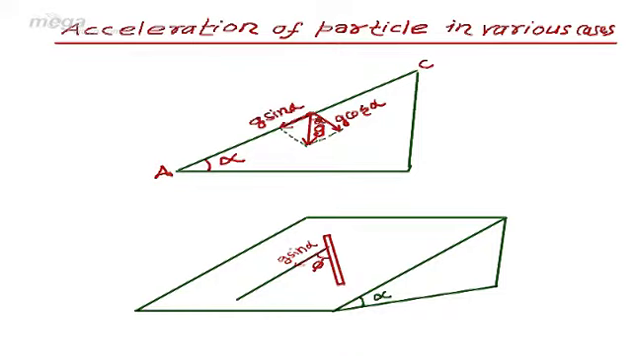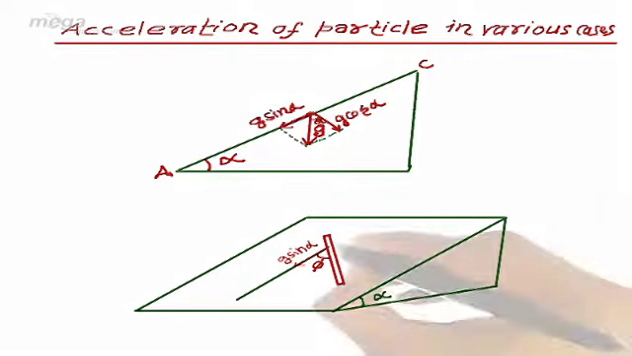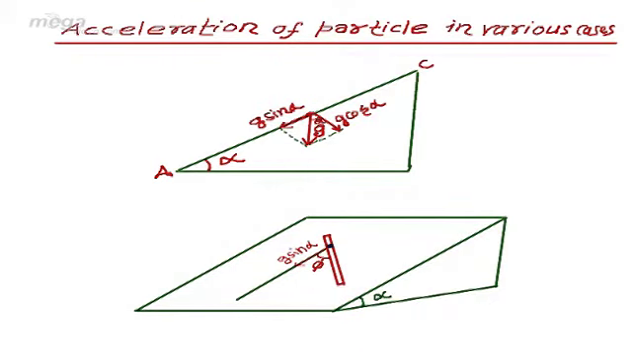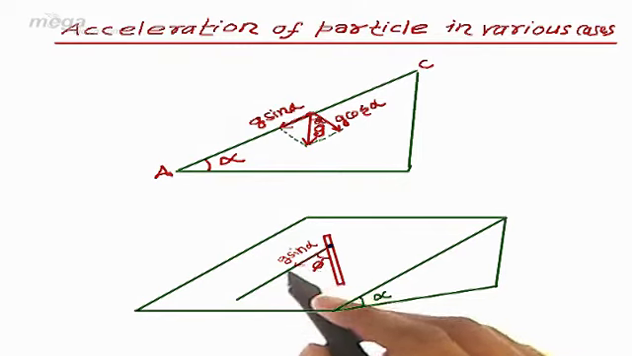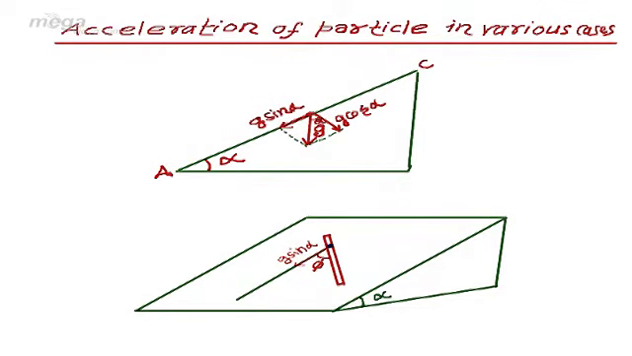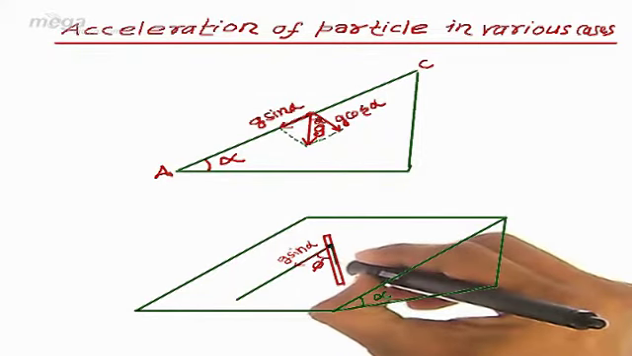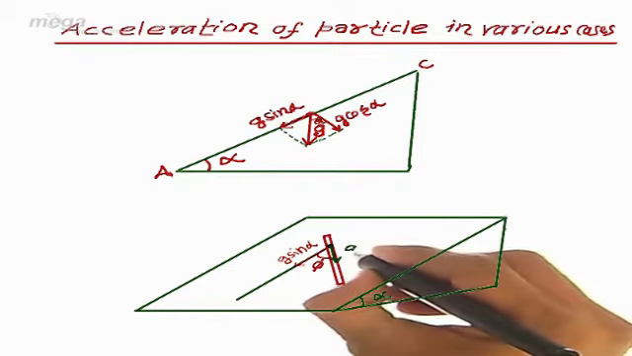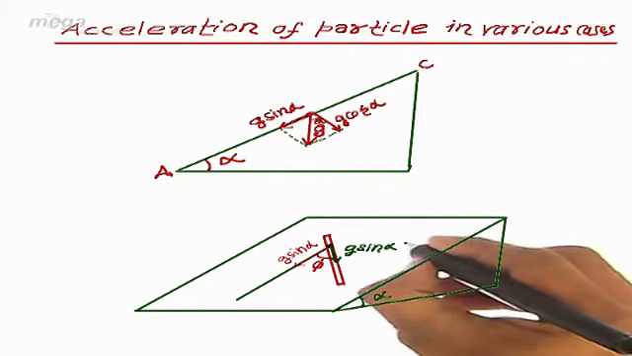So we have to take one component of this g sin alpha along the groove, which will give us the acceleration of the particle along this groove. So the particle is moving in this groove along this direction. Obviously, by taking the component of this g sin alpha along the groove, we can easily get that the acceleration of the particle along this line is g sin alpha cos phi.